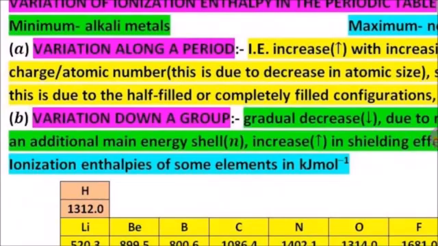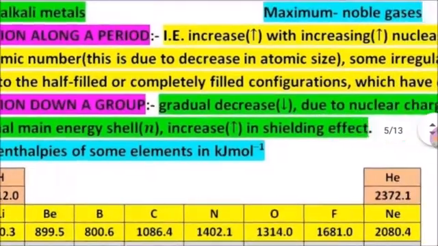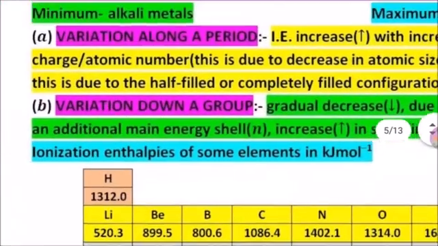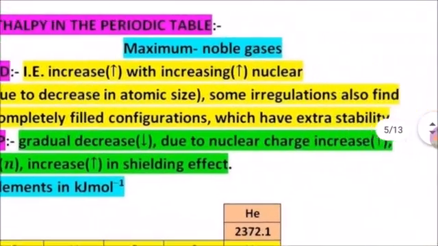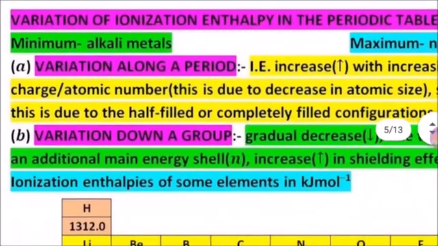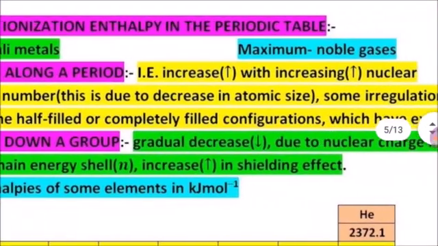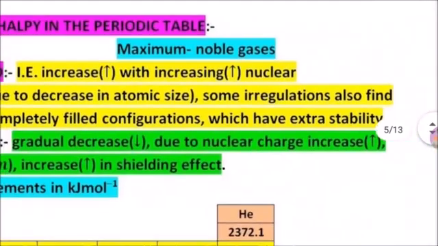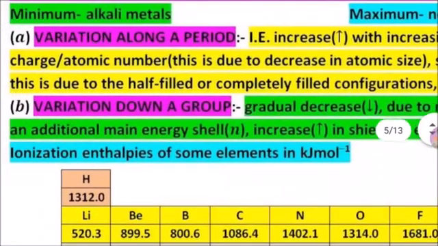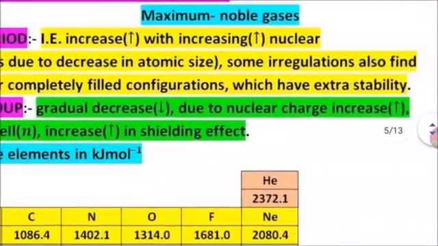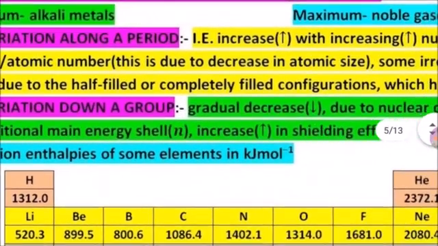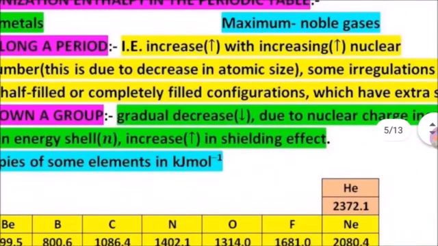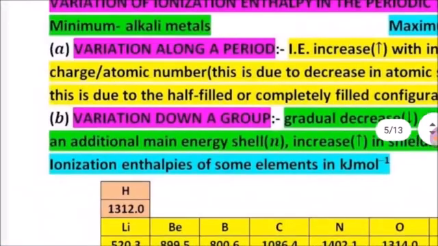Variation along a period: ionization enthalpy increases with increasing nuclear charge, atomic number. This is due to the decrease in atomic size. Some irregularities are also found; these are due to half filled or completely filled configurations, which have extra stability. It means that when we go along the period, ionization enthalpy increases because the nuclear charge increases and the atomic size decreases, so it is difficult to remove the electrons and the ionization enthalpy increases.